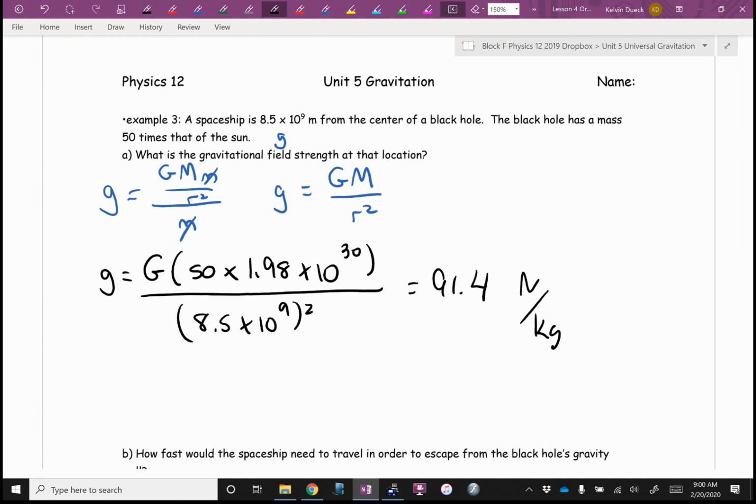Who remembers the space shuttle question we did at the beginning of class? What was G on the space shuttle? Do you remember what we calculated it to be? 9.2. Do the space shuttle astronauts feel the 9.2? Why not? Because they are in free fall. Would these astronauts feel the 91.4 if they were in orbit? No. Why not? Because they are in free fall. So actually, as long as they're in orbit, they're okay. The tricky part would be inserting into the orbit, because you would feel it then, and getting out.